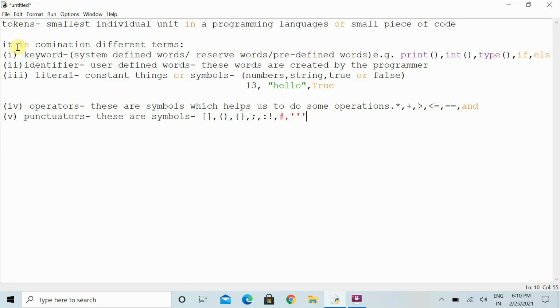So a token is the smallest part that we write in a programming language, and when we write anything, we use one of these token types. Sometimes we use only literals, sometimes only operators, sometimes operators plus identifiers. In other videos, we will see how we can use all these combinations.